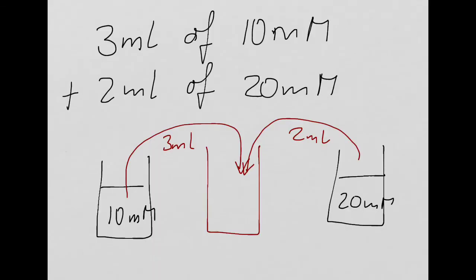It might help if I press the record button. First of all, what is our new volume? 5. Why? 3 add 2. So we've got 5 milliliter. That's our total volume now. Yeah? Now we need to calculate what our concentration is.